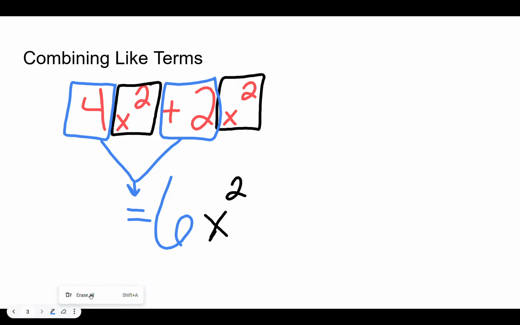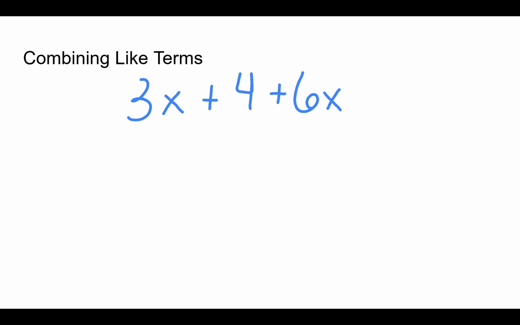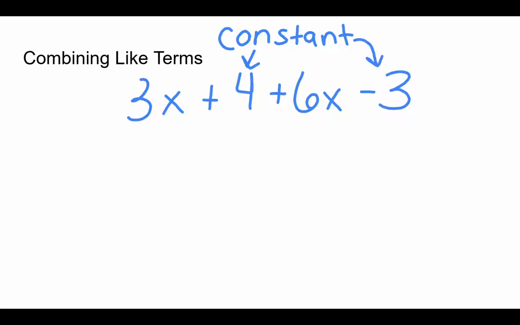Okay, let's make it just a tad bit more complicated because it always gets a little bit more challenging as we go forward. Let's write out this expression. So I have 3x plus 4 plus 6x minus 3. Pop quiz. What's a number that doesn't have a variable next to it? What is that called? It's a constant. Good job. A constant is a number without a variable next to it.